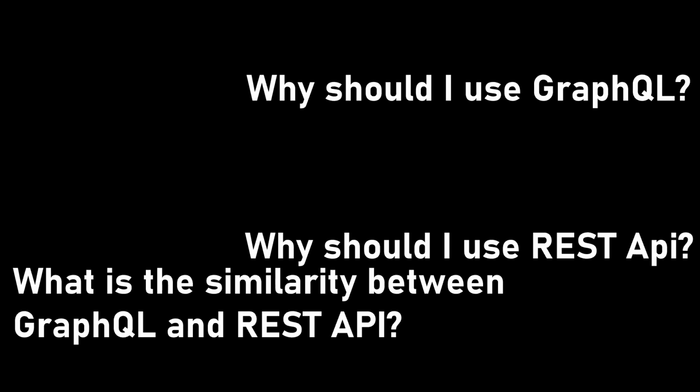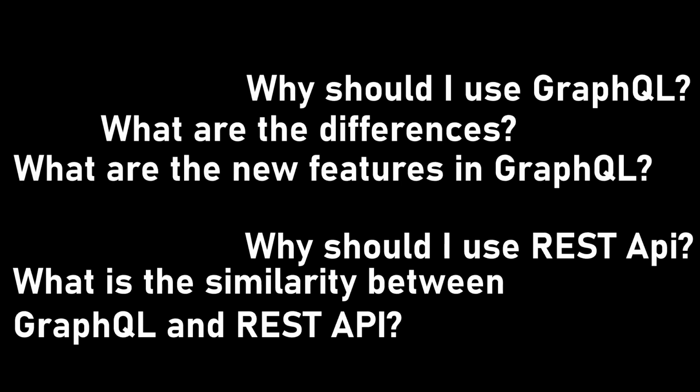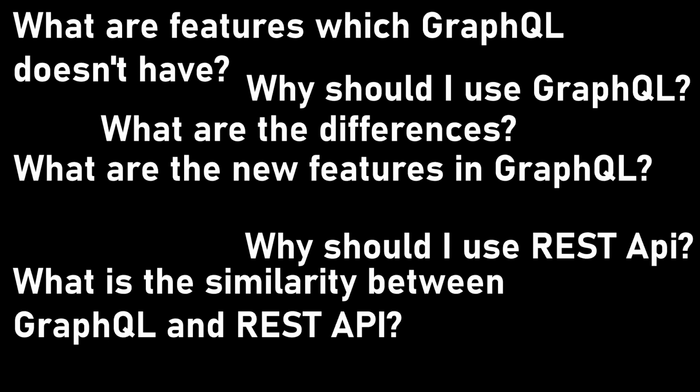What is the similarity between a GraphQL and a RESTful API? And the most important topic, what is the difference between a GraphQL and a RESTful API? What are the new features which are available in GraphQL and what are the features that GraphQL doesn't have as compared to the RESTful API?